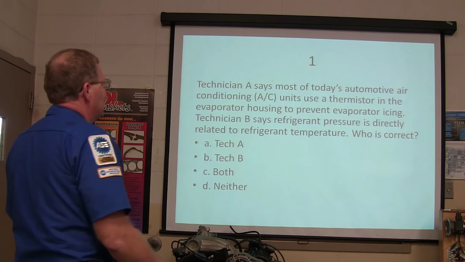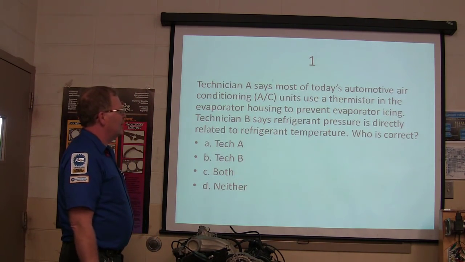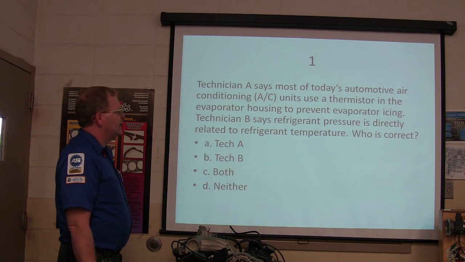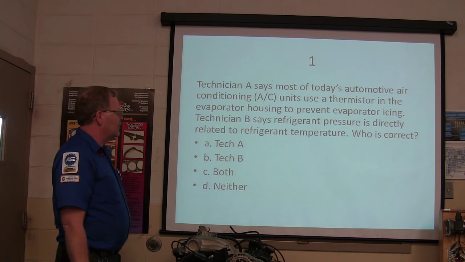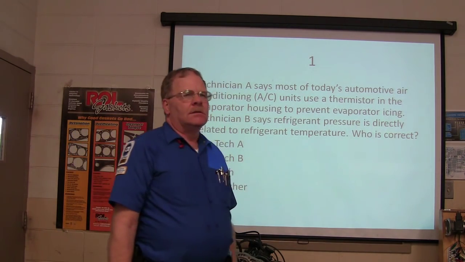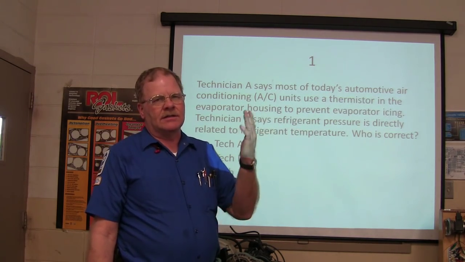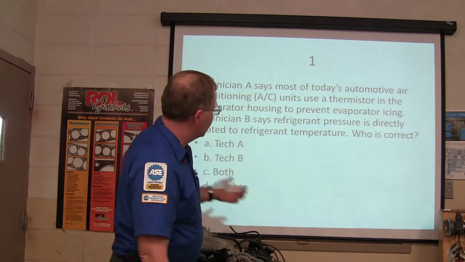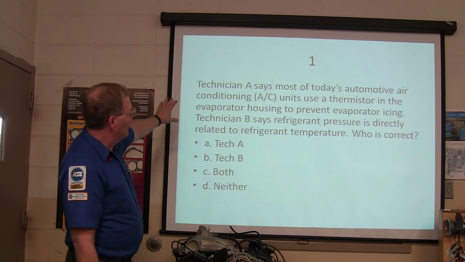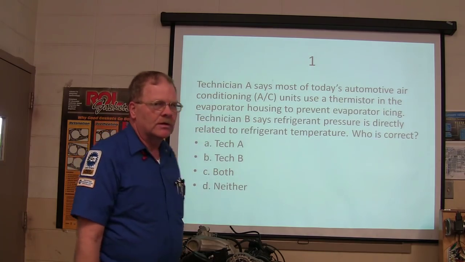All right, so Technician A says most of today's automotive air conditioning units use a thermistor in the evaporator housing to prevent evaporator icing. Technician B says refrigerant pressure is directly related to refrigerant temperature. Who's correct about that? Pressure and temperature are very closely related on an air conditioning system whenever you talk about refrigerant pressure. All right, so both of these guys are right. Thermistor in the air evaporator housing is really, really common.